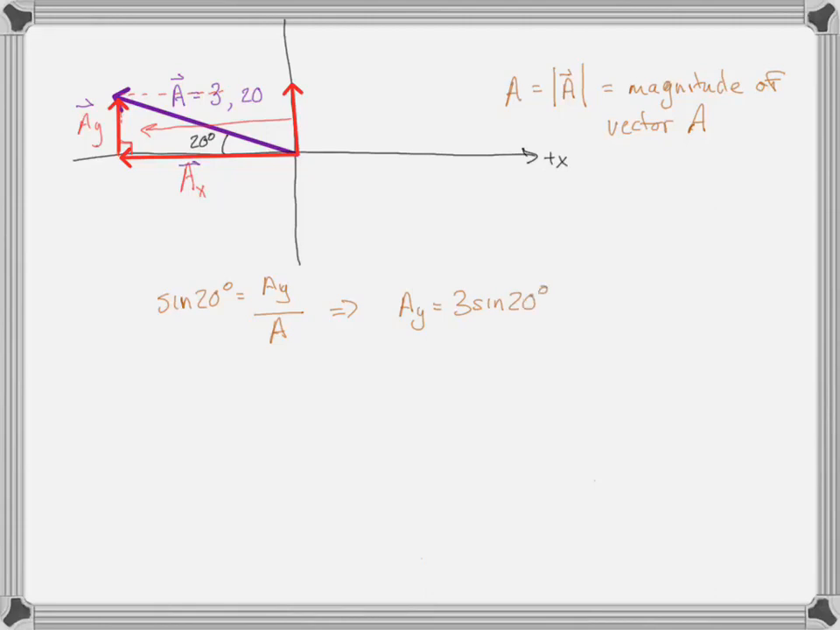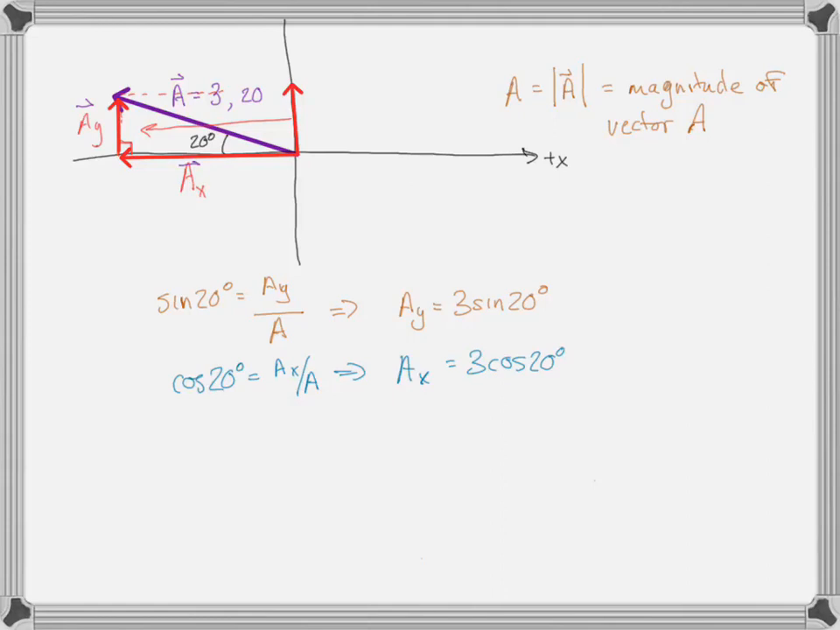I do not like this color. This color is kind of ugly. Okay. And then a sub x. We can use cosine, or we can use Pythagorean theorem, right? But we can use the cosine. Cosine of 20 degrees, cool blue, is a sub x over a. So therefore, the magnitude of a sub x is 3 cosine 20.